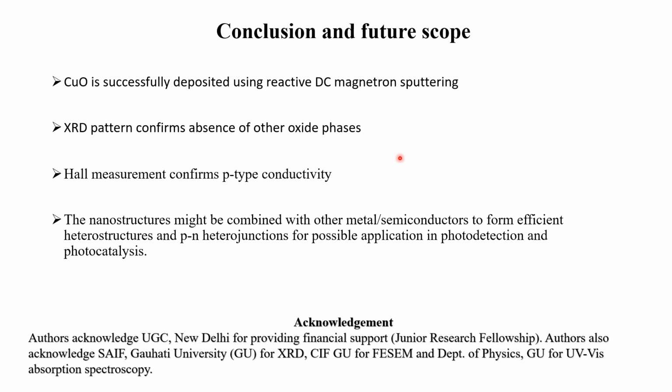In conclusion, copper oxide is successfully deposited using reactive DC magnetron sputtering. XRD pattern confirms absence of other oxide phases. Hall measurement confirms p-type conductivity. And the deposited nanostructures might be combined with other metal semiconductors to form efficient heterostructures and PN junctions for possible application in photodetection and photocatalysis.